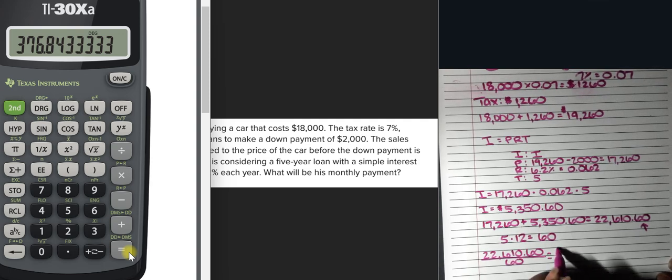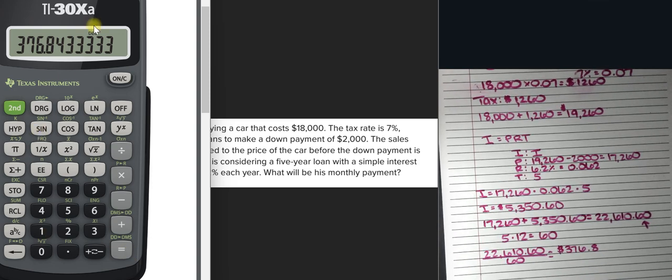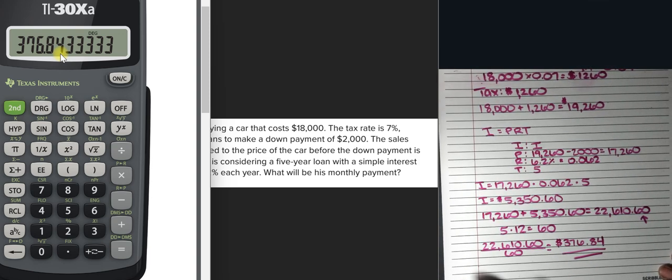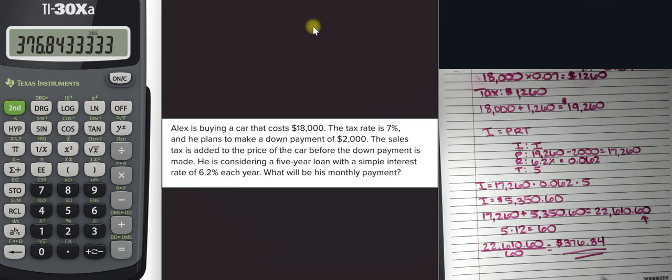So he is going to pay $376.8, and there's more than 2 digits to the right of the decimal. Let me look at that third digit, and it's a 3. So I know that the 4 is going to stay there. This is going to be his total payment each month. $376.84 is what's going to be due each month.